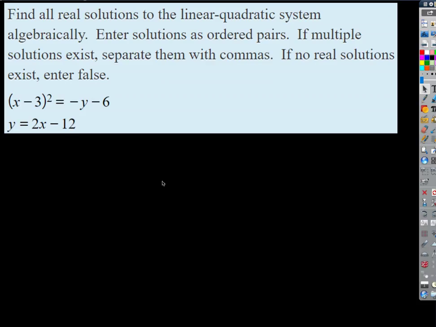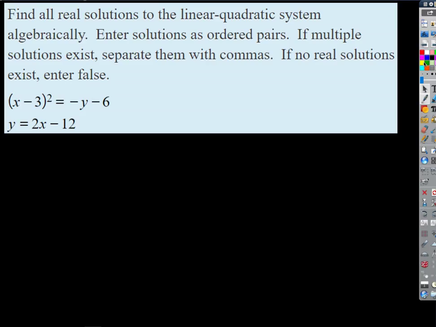So algebraically, what does that mean? Well, we want to find the values of x and y, which would correspond to points on the graph that are going to make each of those equations true, right? So how do we solve the system then? We're going to substitute, right? We're going to substitute from one equation into the other.